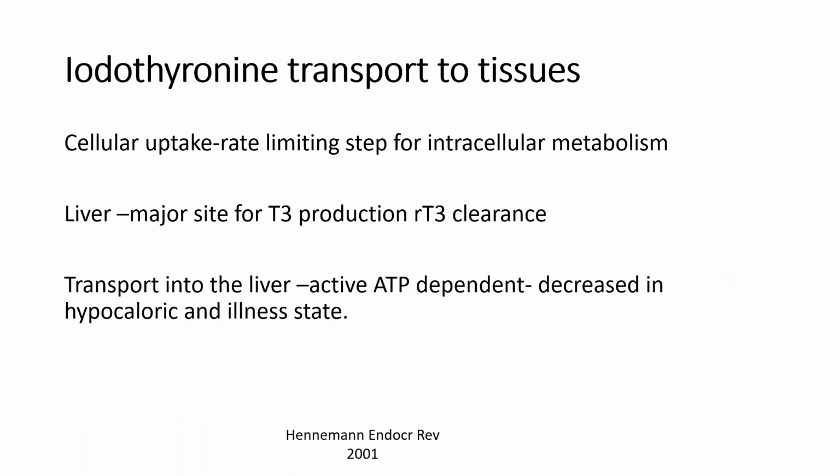But actually, iodothyronine transport into the tissues is also affected. Why? In cellular uptake, it's the rate limiting step of intracellular metabolism. During an acute stress state, we have to preserve the calories and reduce the oxygen consumption. The liver is the major site of T3 production and reverse T3 clearance. So transport into the liver is an active ATP dependent process. It will be reduced in critical illness like the hypocaloric stage and illness stage. So the transport into the tissues is also reduced in this non-thyroidal illness state.